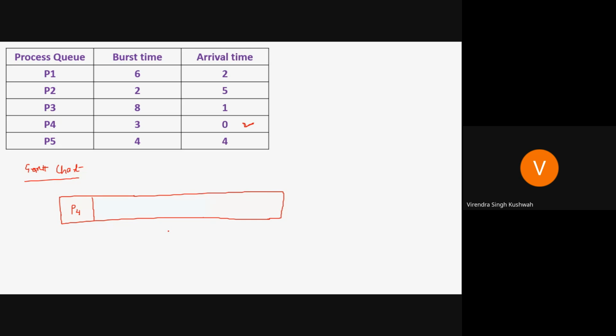Why have we chosen P4? We are selecting all the processes based on arrival time, not the burst time. So this is the role of the arrival time. This point is clear.